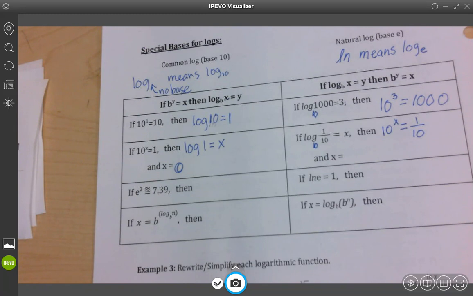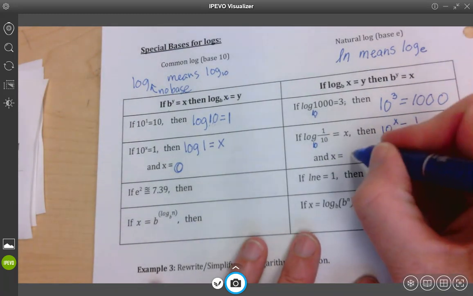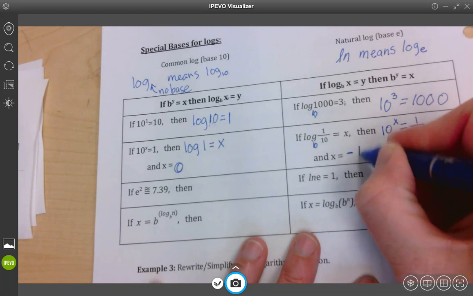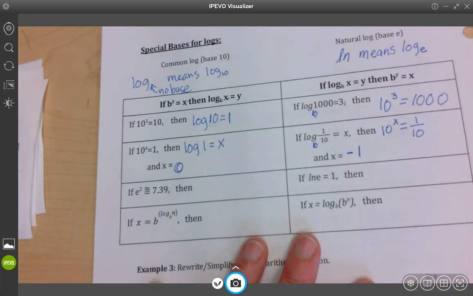I know two people have an answer, but I'm waiting to see if we can get another answer in here. 10 to what exponent gives us 1/10? So Gideon says -1. Sky, do you agree? Sally, do you agree? Josiah, you agree? Very good. All right, x equals -1.